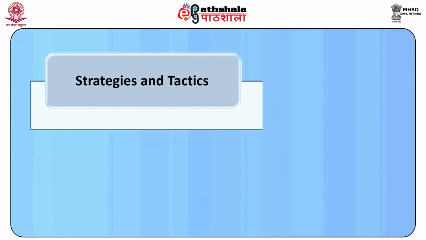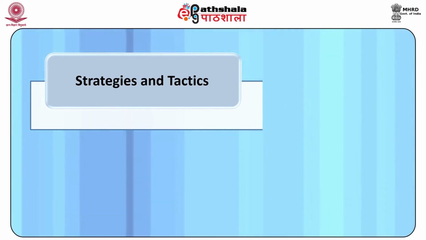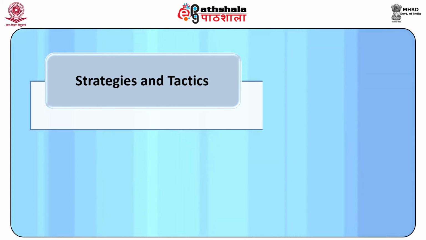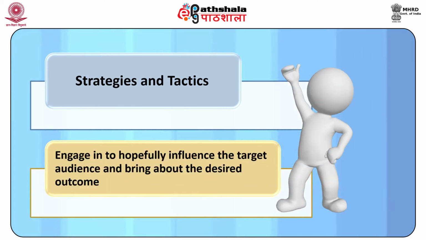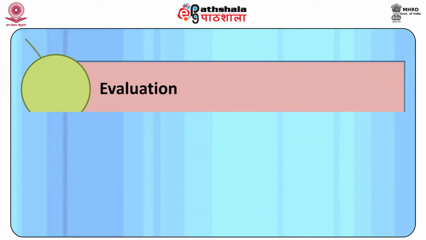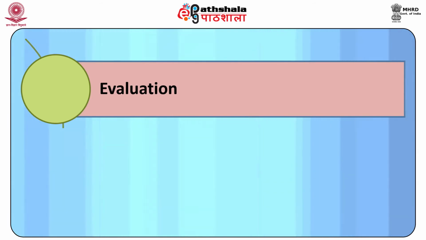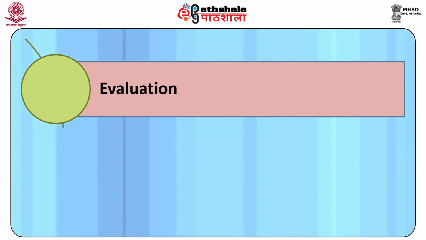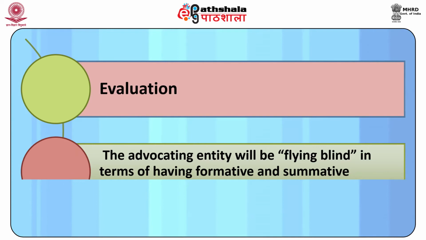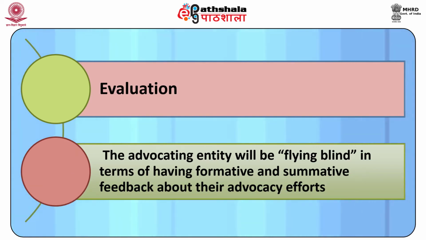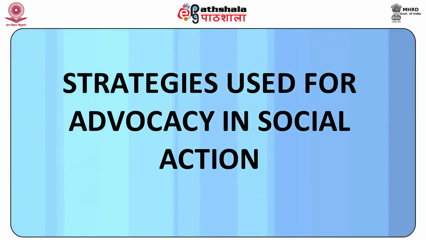Fourth is strategies and tactics. This consists of the plans and activities that the advocating entity will engage in, hopefully to influence the target audience and bring about the desired outcomes. Then last is the evaluation. This component has typically not been highlighted in the advocacy literature, as McNutt noted. Yet without this component, the advocating entity will be flying blind in terms of having formative and summative feedback about their advocacy efforts. Strategies used for advocacy in social action.